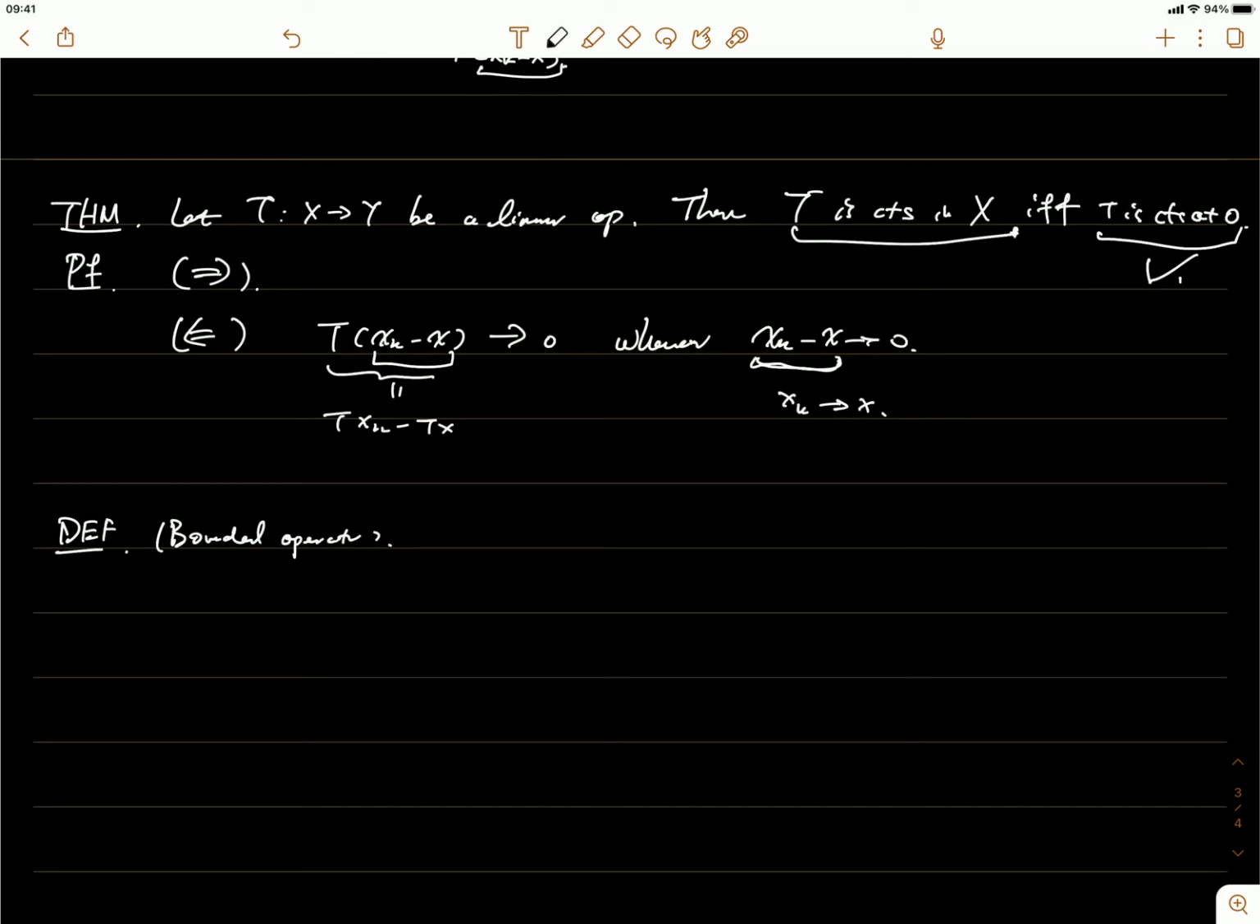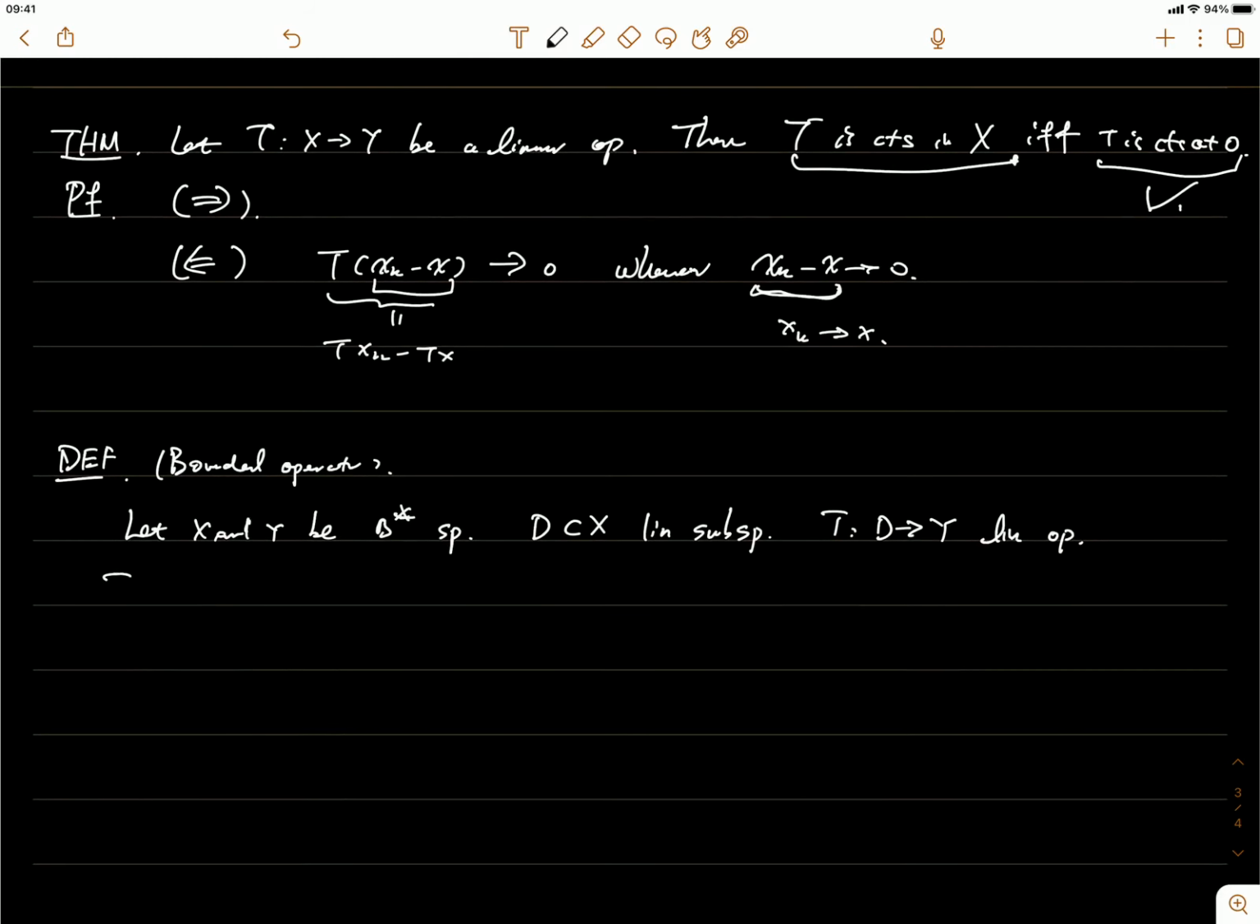So we say the operator is bounded. So let's say X and Y be B-star spaces. And again, D is a linear subspace, and then T is a linear operator.